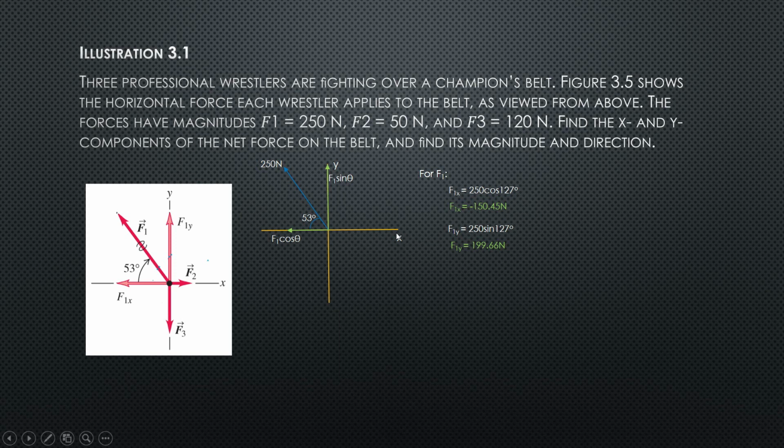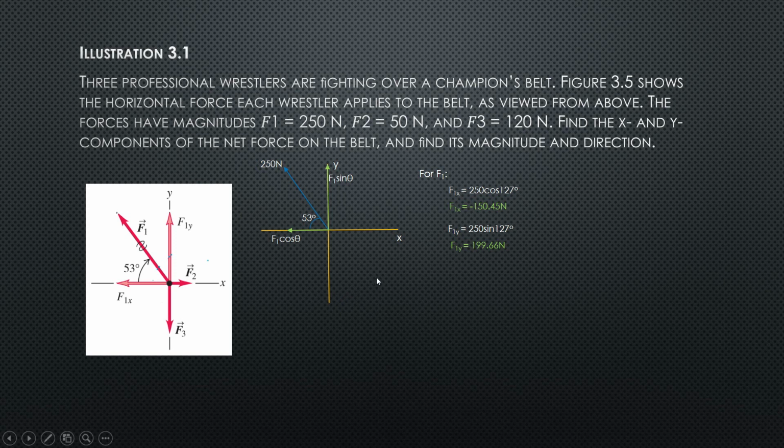We have positive x, negative x. And for the y component, that is 250 sine theta, and I use 127. Computing that, you'll get 199.66 newtons, and that is a positive value. That's why it is directed upward. Upward is positive and the downward direction is negative.